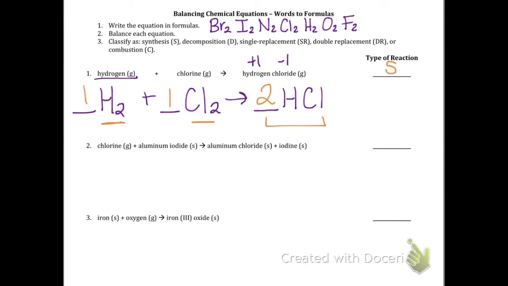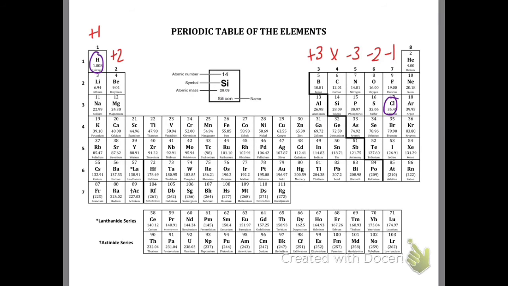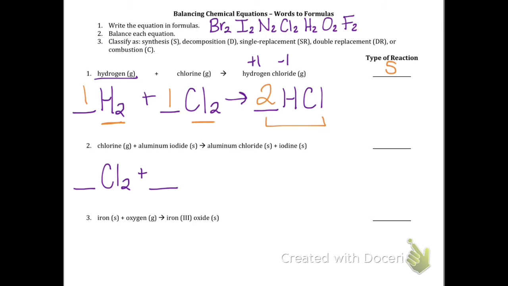Okay, so another example and then some hints. All right, so the next one starts with chlorine. So I'm going to draw a line and write chlorine. It's part of Brinkelhoff, so it does come in a pair, plus aluminum iodide. So we got to look at our periodic table here. Aluminum is +3, iodine is -1. So looking back here, I'm going to write +3 -1. So how many of each do I need so that the charges cancel out? For every 1 aluminum, I need 3 iodines.